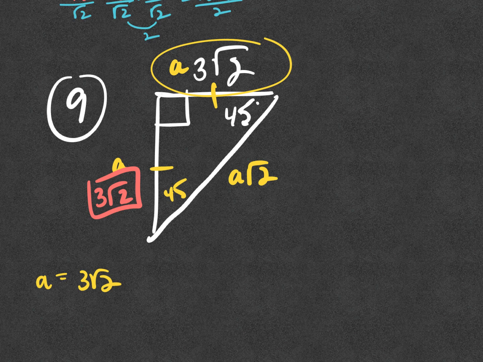But here, a little bit more complicated. So a is 3 root 2 times root 2. And then root 2 times root 2, since those are the same, the radical goes away. So this is 3 times 2. Okay, so the hypotenuse in this case is 6.